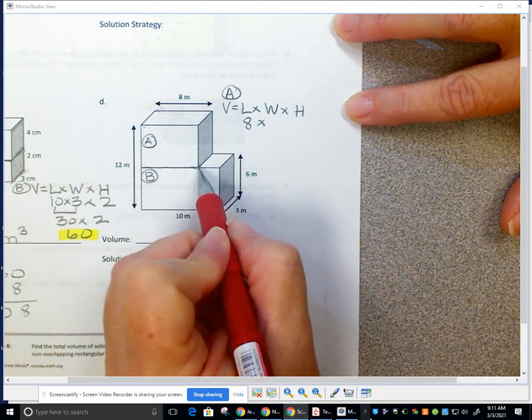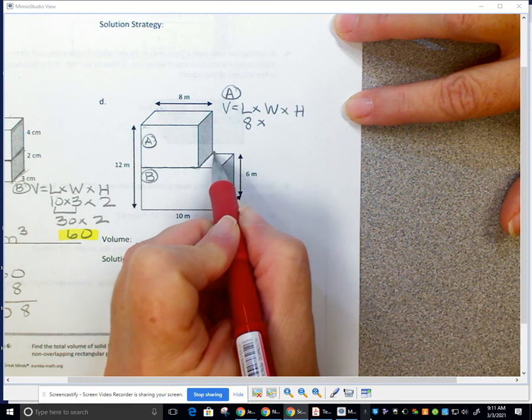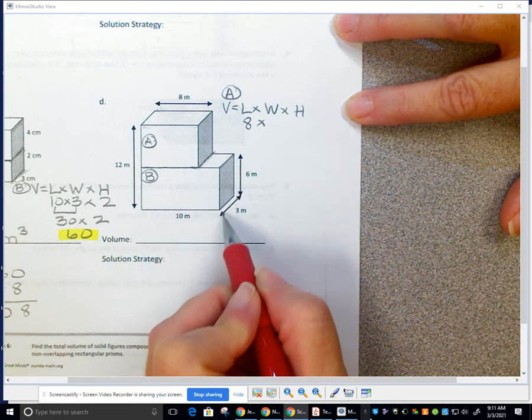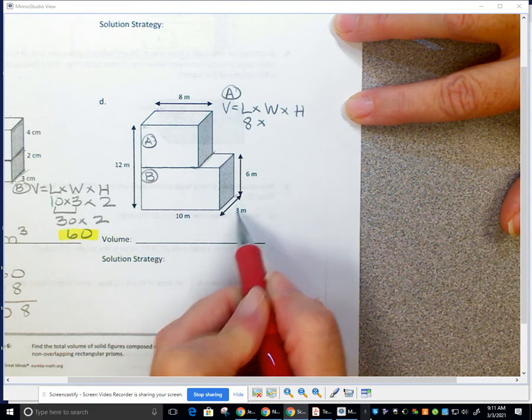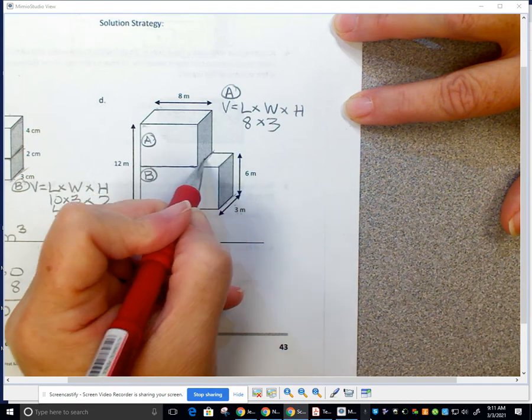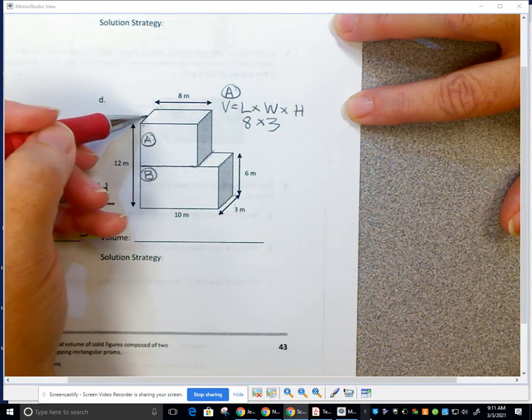The width from here to here. Well, again, I don't see a number. I don't have a number here, but I do have one here, a dimension that's 3, so I'll use that. See, if this is 3, this is 3, this is 3, this is 3, and that would be 3, right?